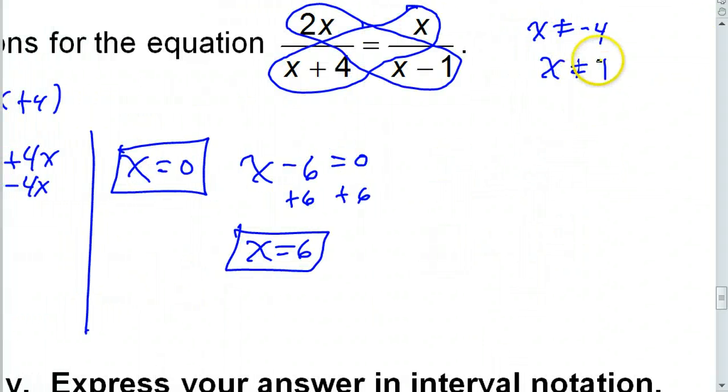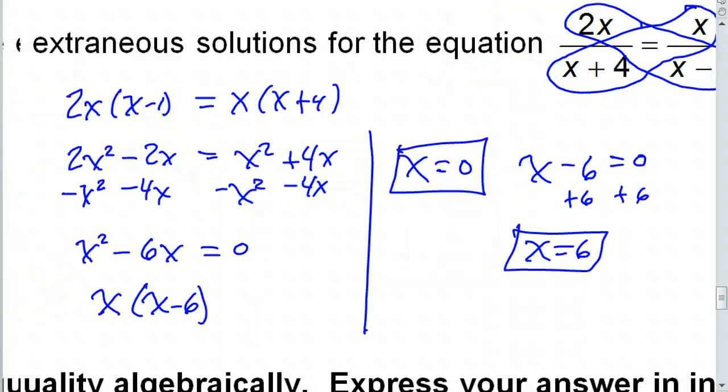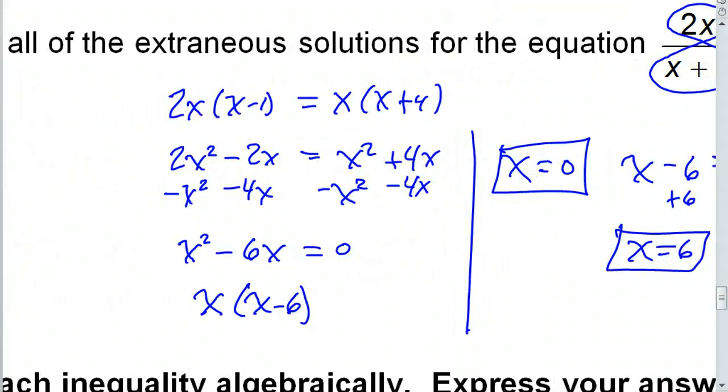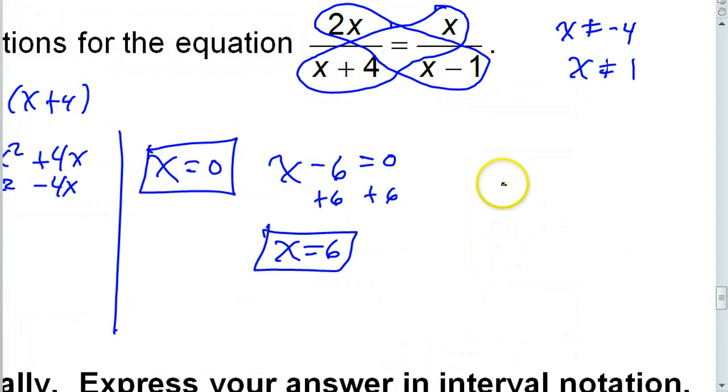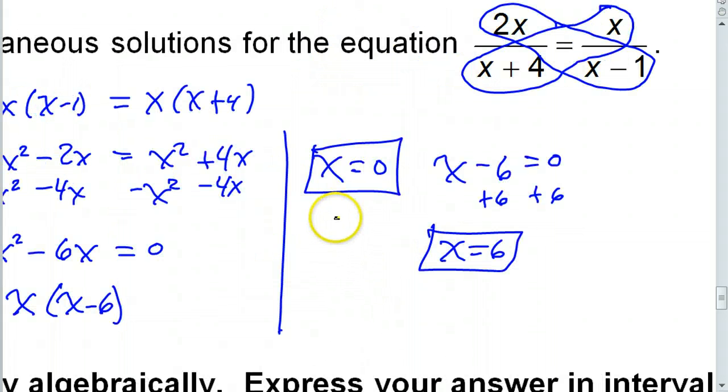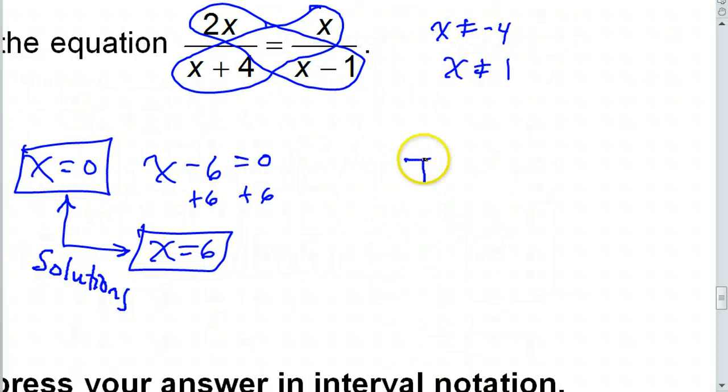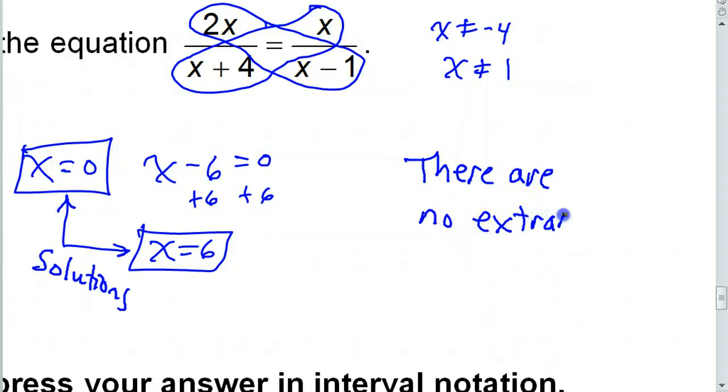But the only excluded values are -4 and 1. So none of these are extraneous solutions. There are no extraneous solutions, unless I'm misunderstanding the question. Okay, so to be clear, these are actual solutions. So off to the side here, I'm going to put the true answer to this question. There are no extraneous solutions.